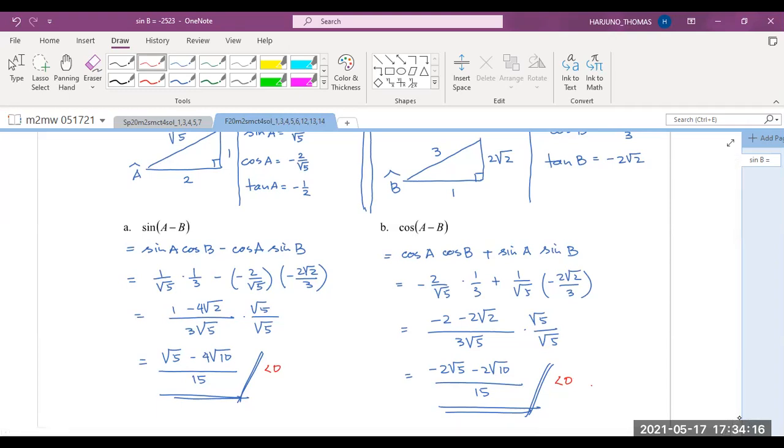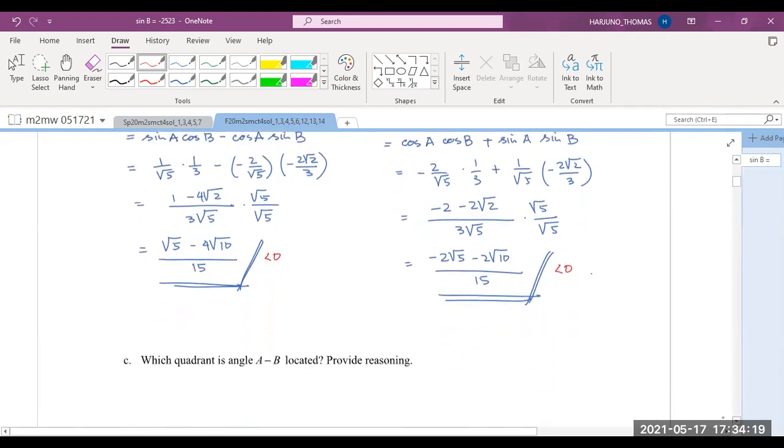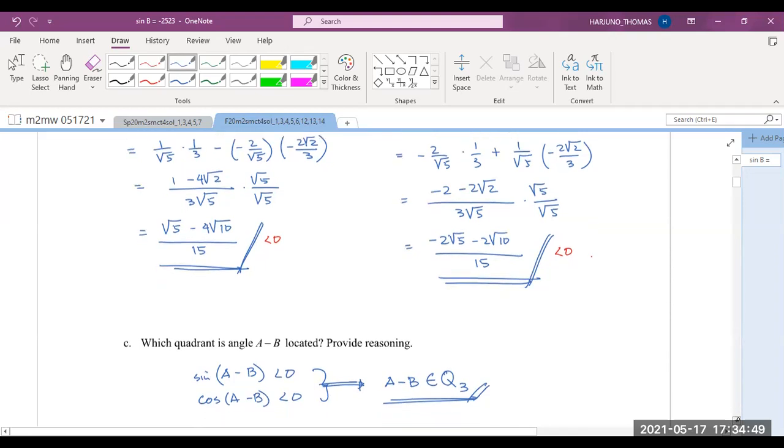Okay, now that tells us which quadrant this angle A minus B is located in. Sine of A minus B is negative. Cosine of A minus B is also negative. Then from there we see A minus B must be in quadrant 3. Okay, now let's go on.